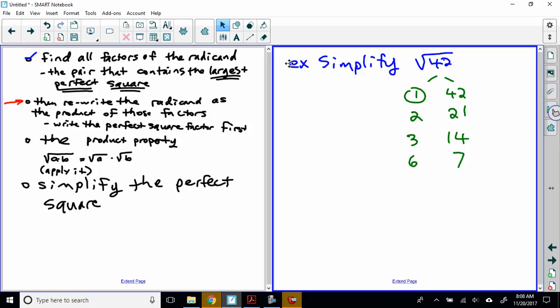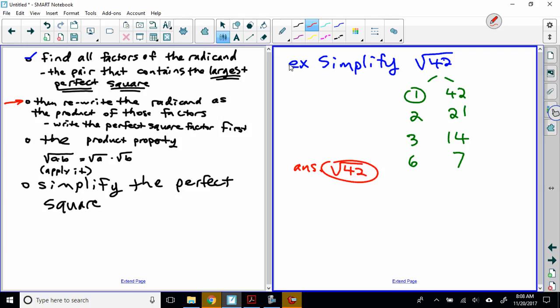Anybody know what this means about the square root of 42? It's already in simple radical form. There's nothing to do. If you're asked to simplify it, you would just write for your answer the square root of 42. Why is that? Because none of the factors contain perfect squares larger than 1. It's already in simple radical form.